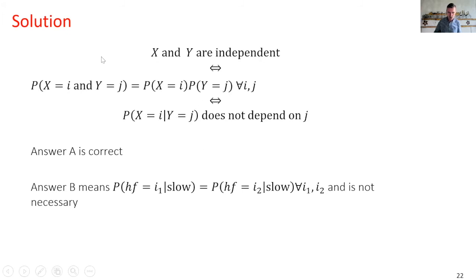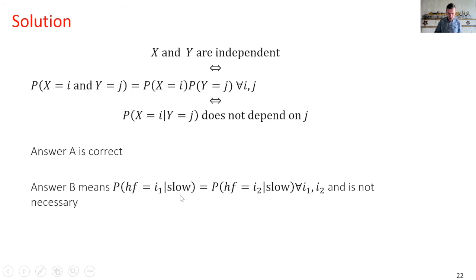And the first thing to remember here is that independence means that the conditional probabilities don't depend on the thing on which we condition, which is why it's called independence. So answer A is correct.